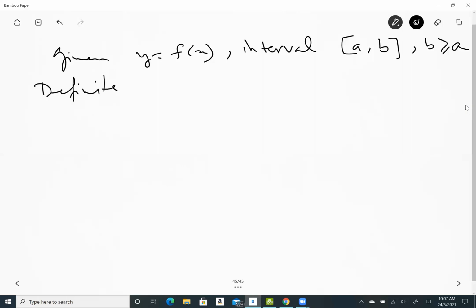Everything here is given in the definite integral of f.